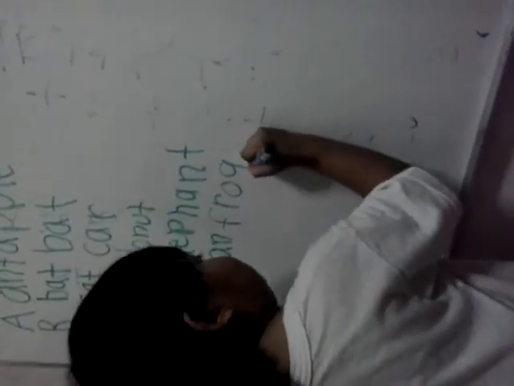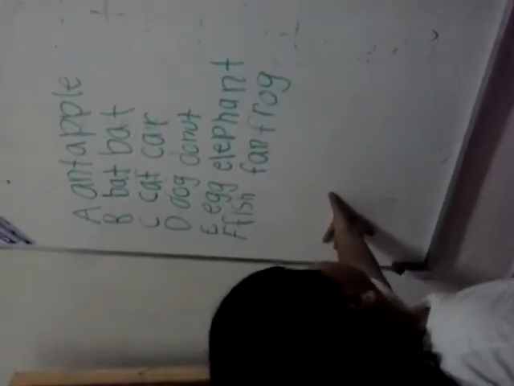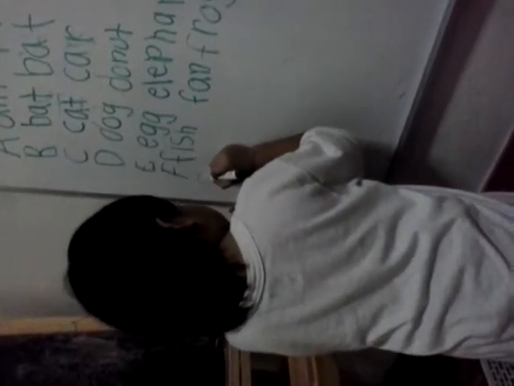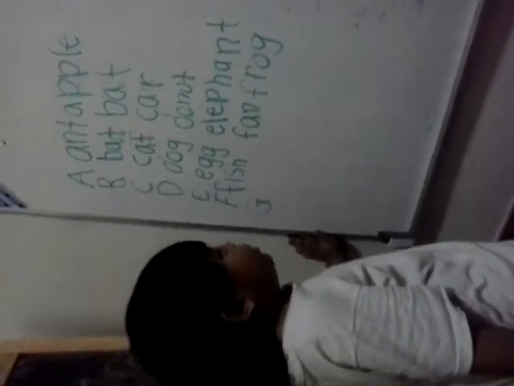And frog. Frog. Yeah. F-R-O-G. Oh, very good. We have three F. One, two, three. F and what is it? G. Oh no, this is already G. Yeah.